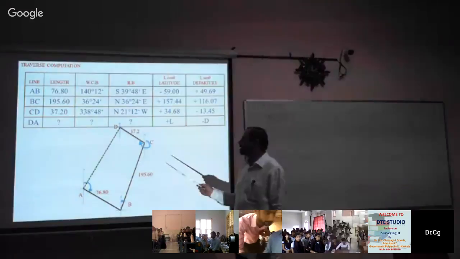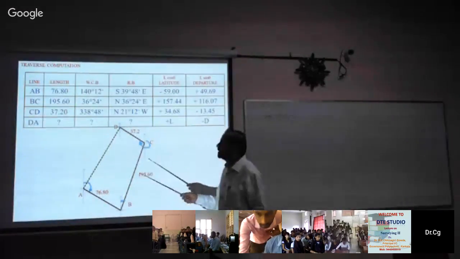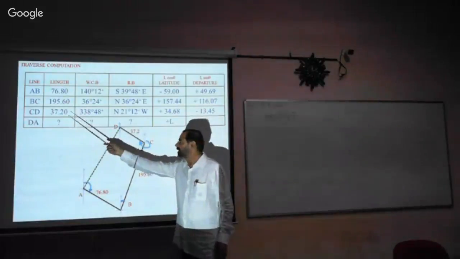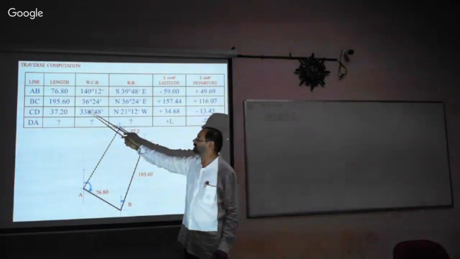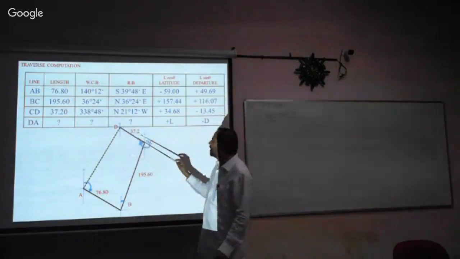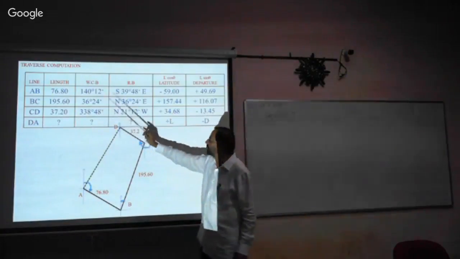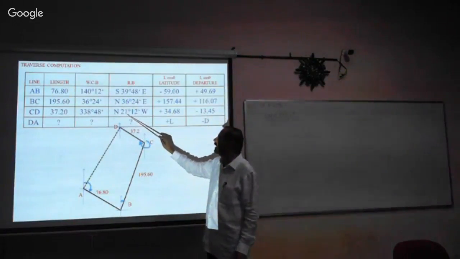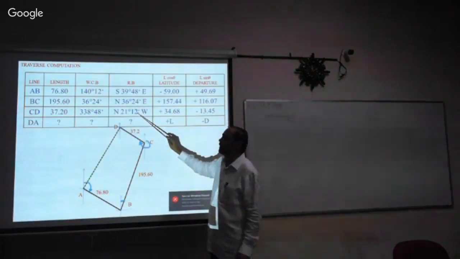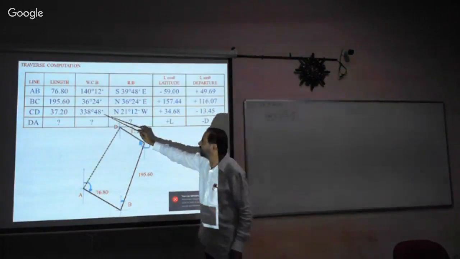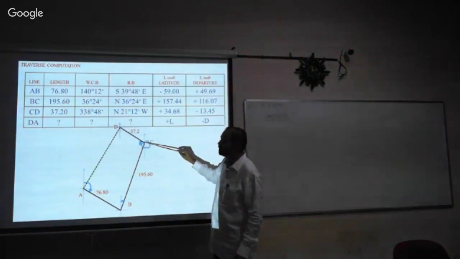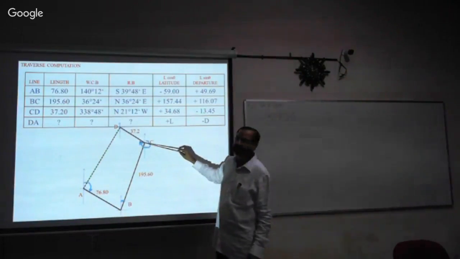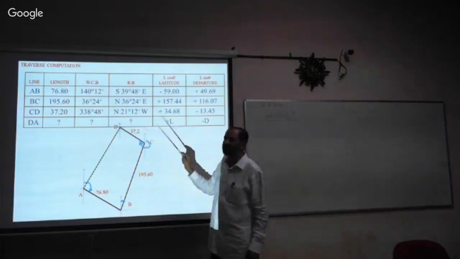Now let us consider the another survey line, that is CD. Now CD is 37.2 meters in length, and the whole circle bearing is 338 degrees 48 minutes. So see, the whole circle bearing is reduced to 21 degrees 12 minutes. That is the reduced bearing. Now see, the whole circle bearing is measured from north to the survey line CD.